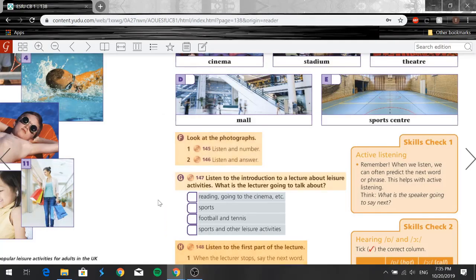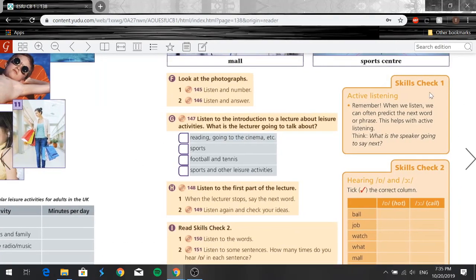Now let's move on. Actually, before we do, let's go to skills check 1 here. We have something called active listening, right? So remember, when we listen, we can often predict the next word or phrase, and this will actually be done automatically by your brain as you get better and better in the English language. So you'll hear someone talking, especially in a lecture, someone giving a formal speech, and you'll find yourself often trying to predict the next word before it comes out of the speaker's mouth. This can also help you with active listening.